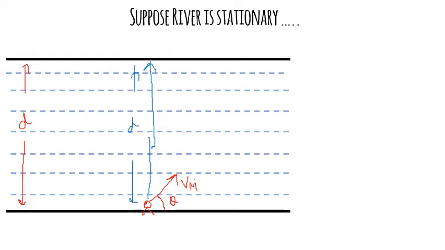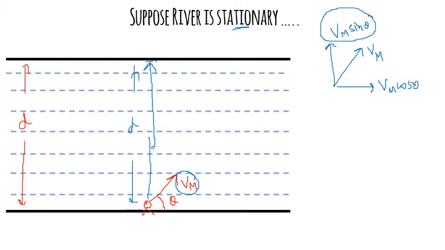And what will be his velocity in the vertical direction? His velocity will have two components now. The vertical component will be Vm sin theta and the horizontal component will be Vm cos theta. So how much time will it take to reach the opposite side if the river is stationary? The vertical velocity is Vm sin theta and the vertical distance is d. Velocity is distance by time, so time will be distance upon velocity, d upon Vm sin theta.